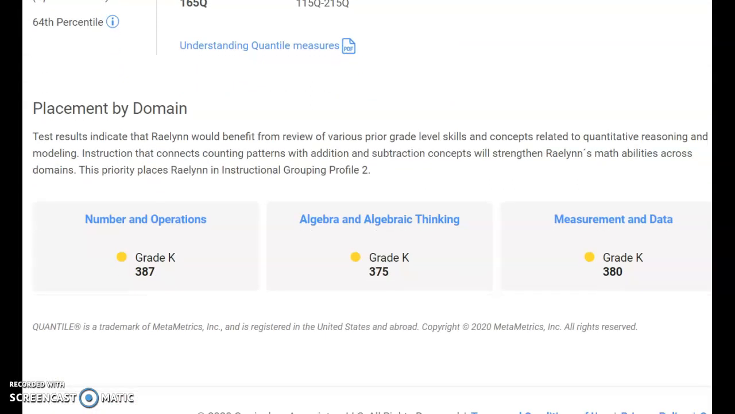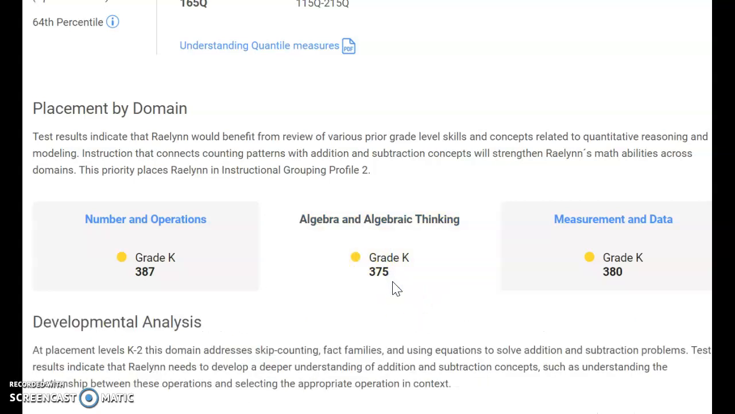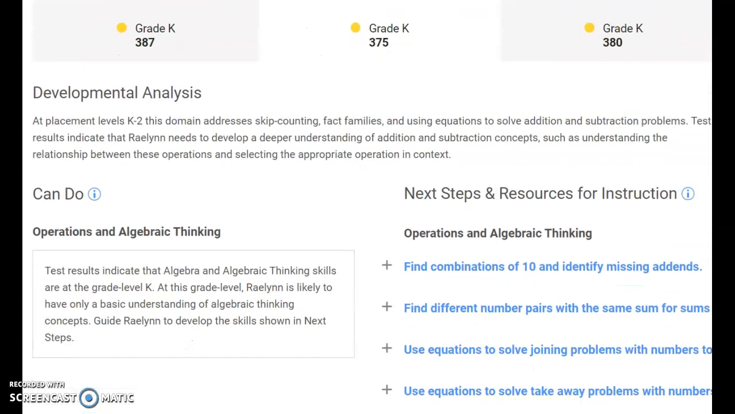All right, so when I scroll down, I also see that this child will have a breakdown under number and operations, algebra and algebraic thinking, measurement and data, and then finally geometry. So for me, I picked algebraic thinking. So this is what the student can do. At this point, she is likely of having only a basic understanding of algebraic thinking concepts. Okay, so I know this is what this child is strong in. So these are the strengths. So this is where I would get that information.